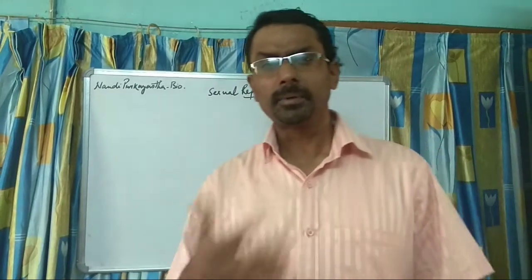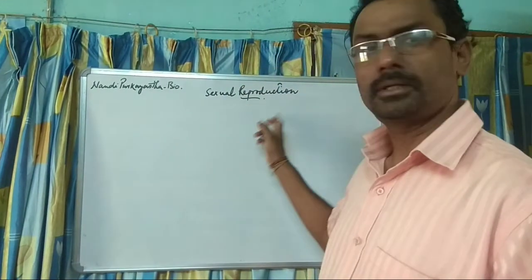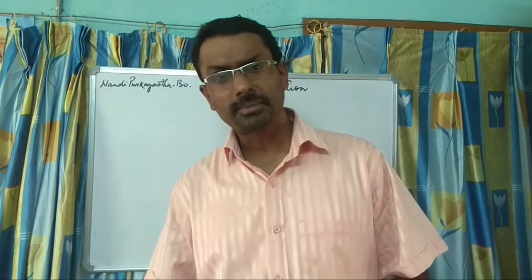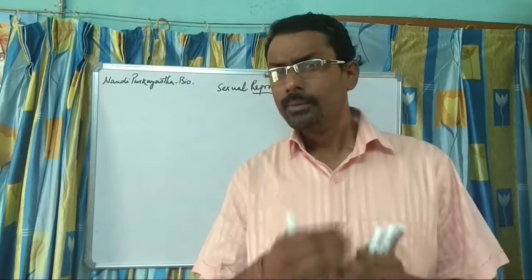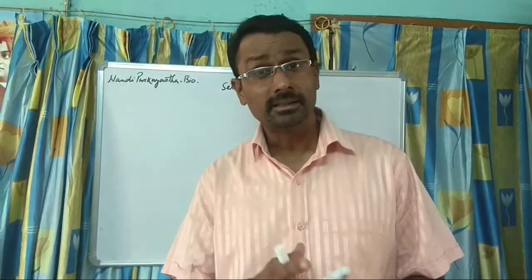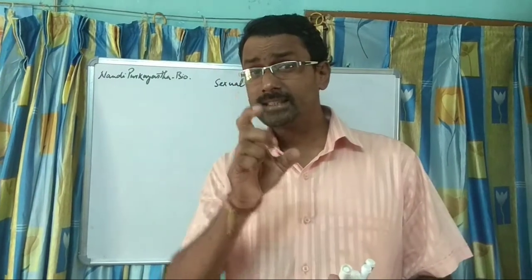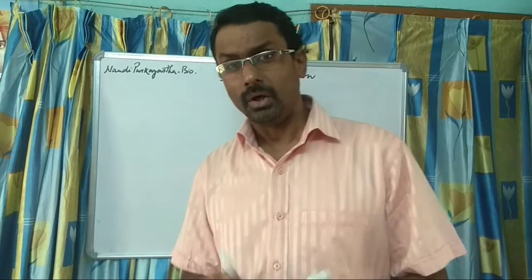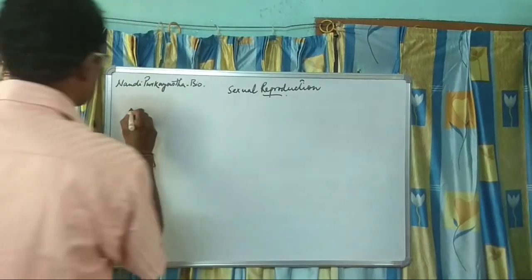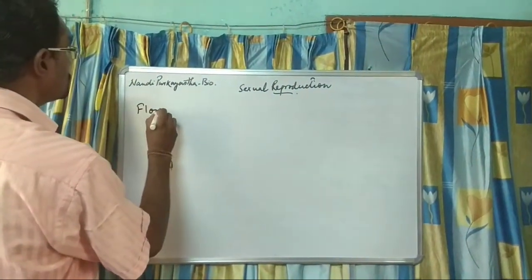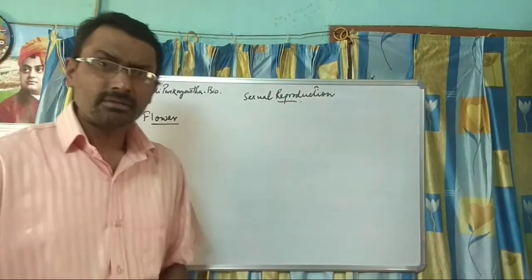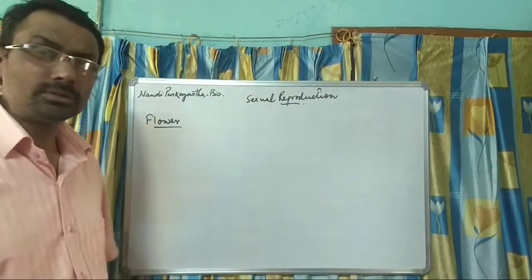How do organisms reproduce? Sexual reproduction in plants. When we go for sexual reproduction in plants, remember we have to know a flower. Flower is the part in the plant where sexual reproduction takes place. So we'll be knowing the flower. First of all, we need to know the parts of a flower.